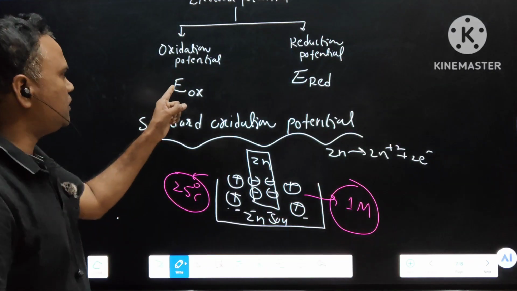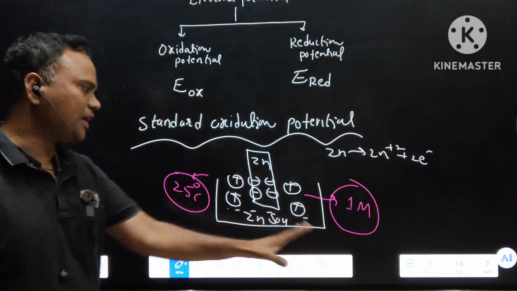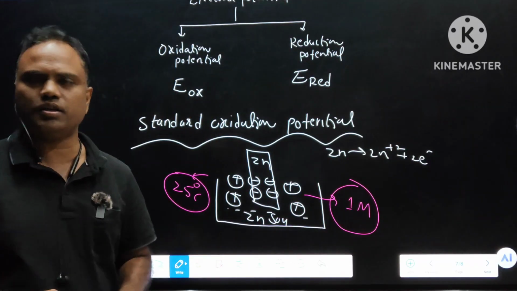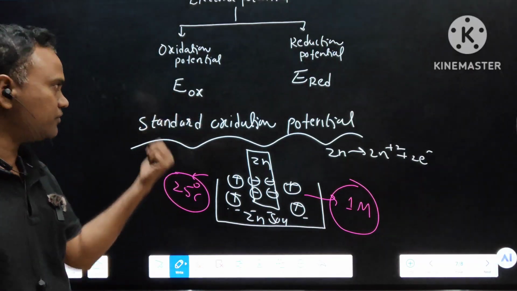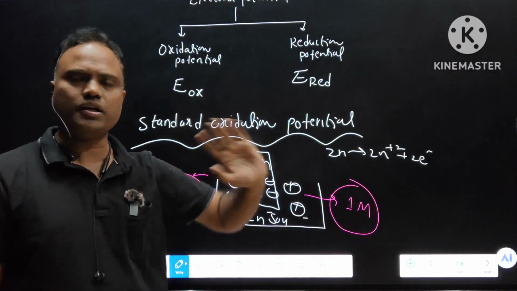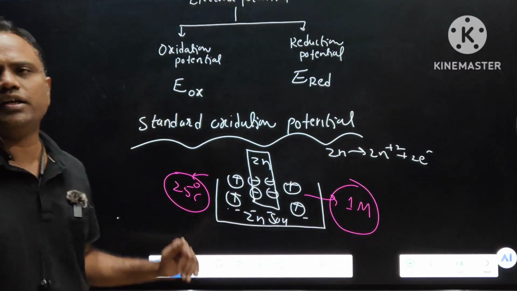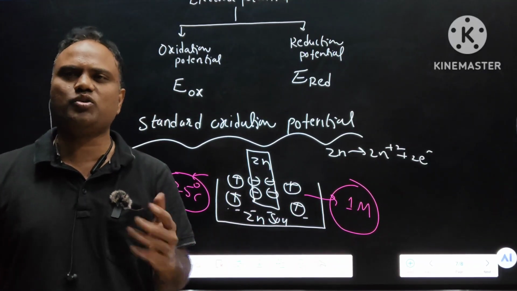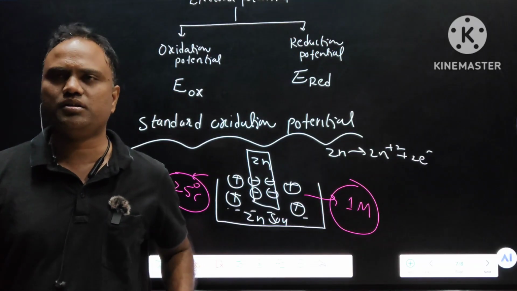E naught generally, and E here, just normal E, is at any conditions, not at standard. This E represents any condition other than the standard. For example, not at 25 degrees centigrade, but at 50 degrees centigrade or 15, any value. Not at 1 molar; this E represents 0.1 molar, 0.01 molar, like that. E and E naught are both electrode potentials only, but the standard condition is different. Clear?